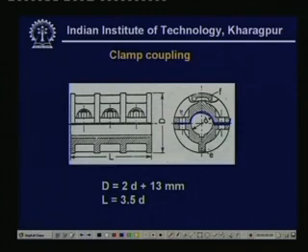Now, here the design parameters which you see here will be almost the same as that of the slip coupling, and the length is also the same. But what will be the important design parameter here? The design parameter will definitely be the failure of the bolt, where the bolts may fail. So, we have to consider the failure of the bolts, which we do now.